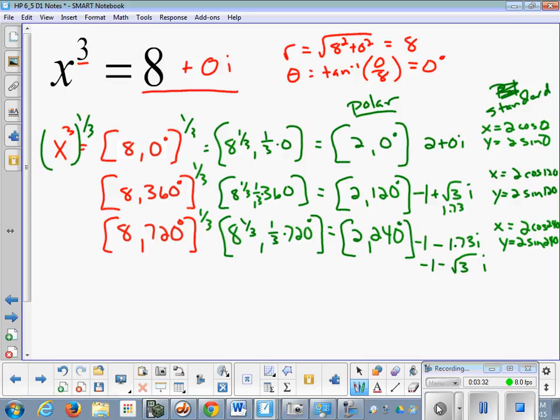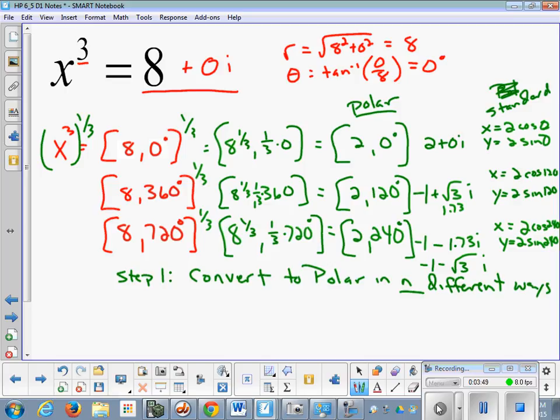Those are the steps that we do, and I'm going to write them down. Step 1, convert to polar in n different ways. And by n, I mean whatever this degree is. This is my n. This is where we did step 1.